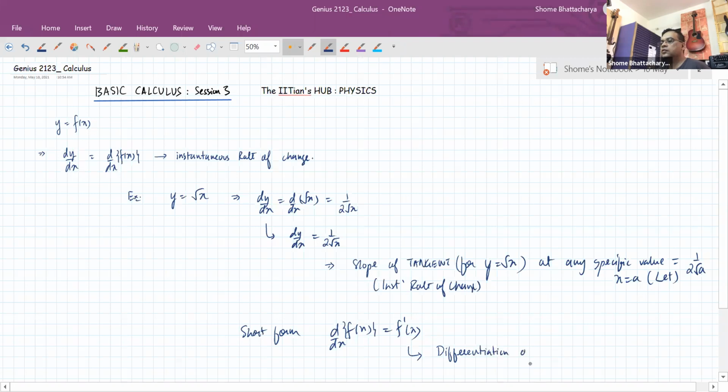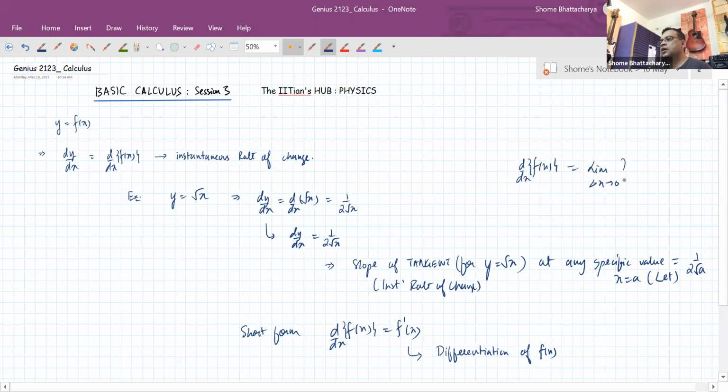Sir, but dy by dx is already a short form only, right? Where we write limit delta x... d by dx is actually an operator. What you are referring to is that differentiation of this function is given by this limit. You are saying it's a short form for this, right?